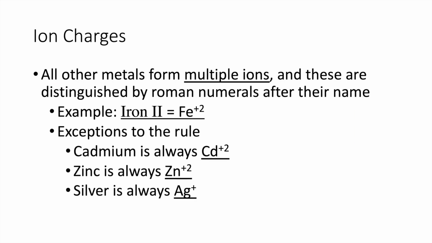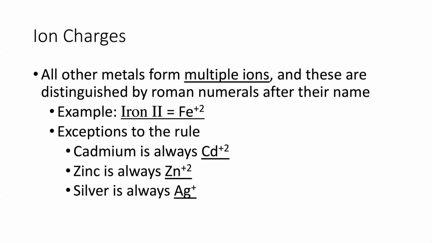All those metals in the middle form multiple ions, meaning they can form more than one charge. For example, iron. Iron can be a positive 2 ion, or it can be a positive 3 ion. So for those particular metals, we need to include a Roman numeral after their name that tells us what the charge is. So for example, if you have an iron positive 2 ion, we call that iron Roman numeral 2.